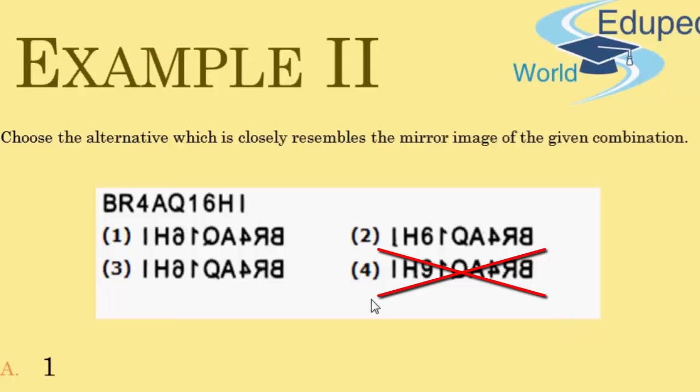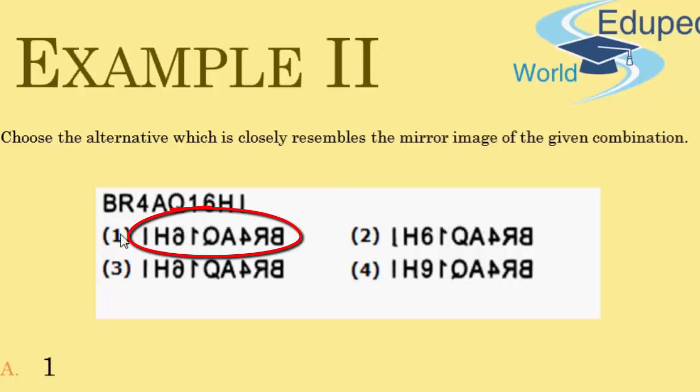Now I will check for the third condition, that is, have the letters and numbers been flipped about the y-axis, or have they been written the other way around. So if I check option 1, I see that B is fine, R, 4, A, Q, 1, 6, H and I. So everything matches the criteria. All of them have been inverted about the y-axis. Okay, for example, if you see Q has a straight line towards the right in the main image and it has it towards the left in the mirror image. So option 1 satisfies all my conditions. This should be the answer.